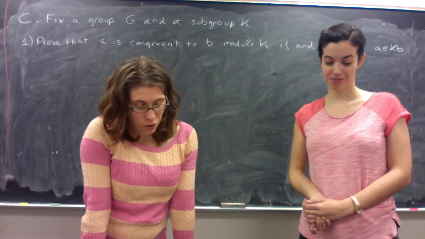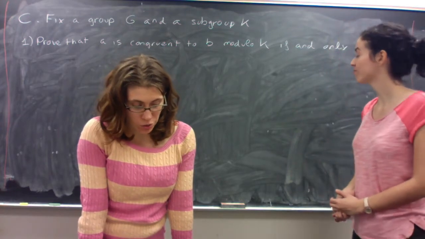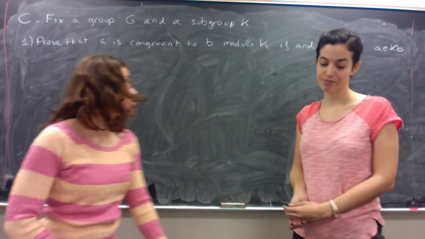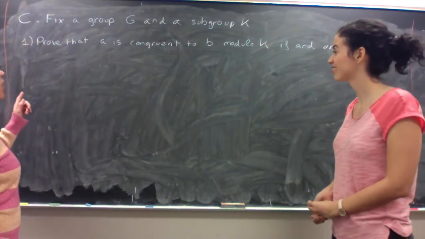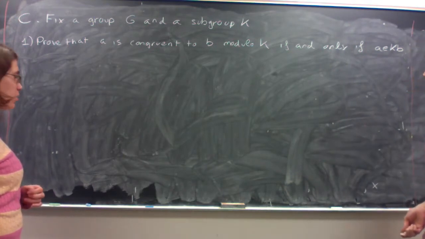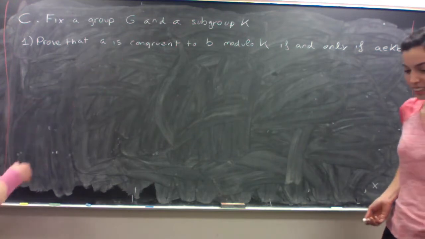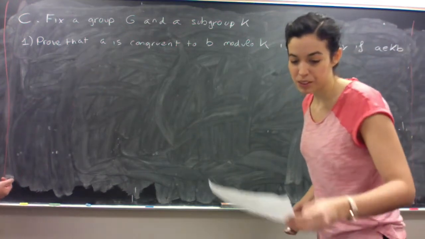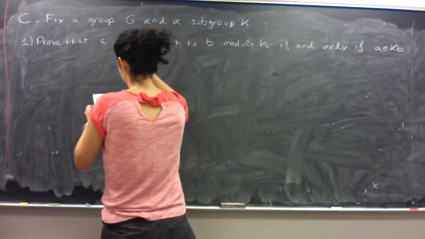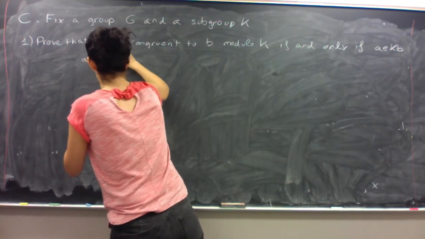Here, Ava and I are going to prove the first two parts of Part C on the adventure sheet on cosets, that is, right cosets and congruence modulo K. So the first part here is to prove that A is congruent to B modulo K if and only if A is in KB. So first, Ava, remind me, what does it mean for A to be congruent modulo K? According to the definition we have in the sheet, it means that AB minus 1 is in K.